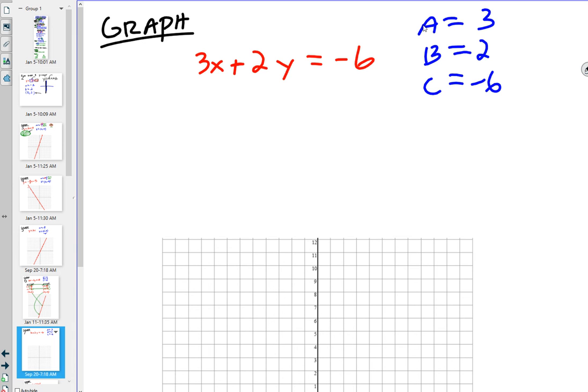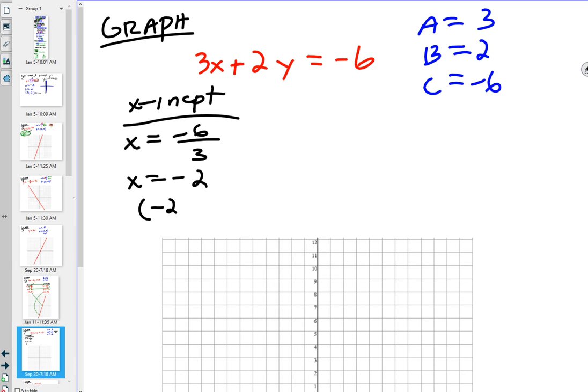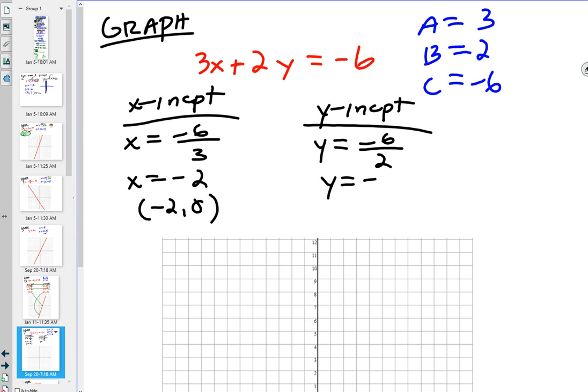What is the x-intercept here? Well, I would have liked you to tell me C over A, and then I would ask you, hey, what's C and A? And you would say it's -6 over 3, which is -2. And this one is C over B, which is -6 over 2. That's -3.